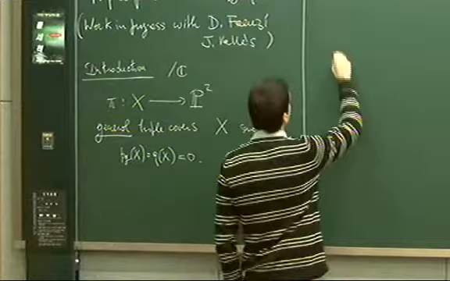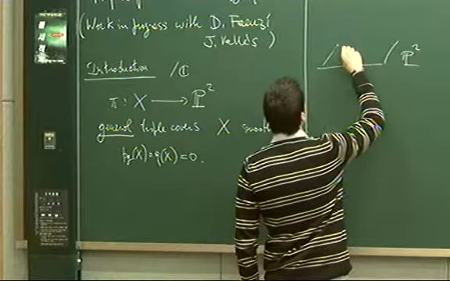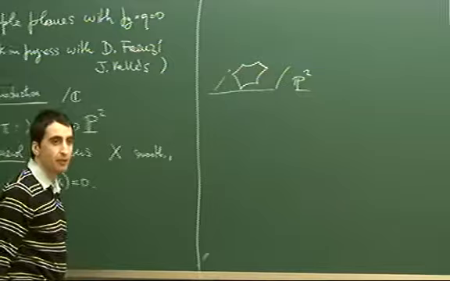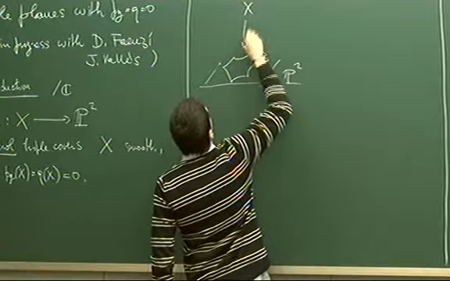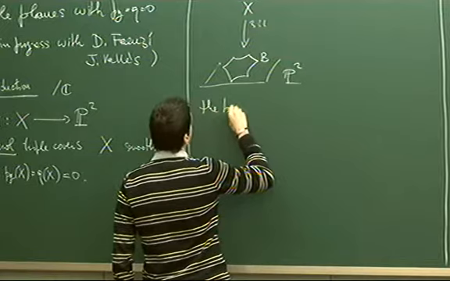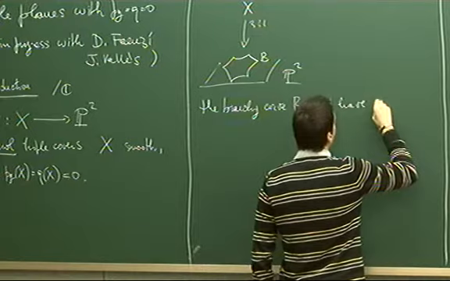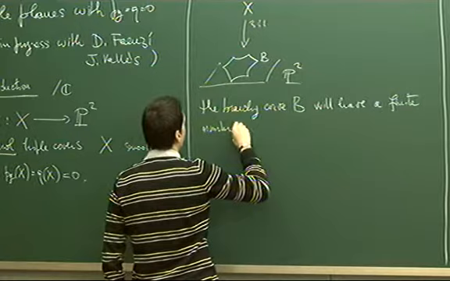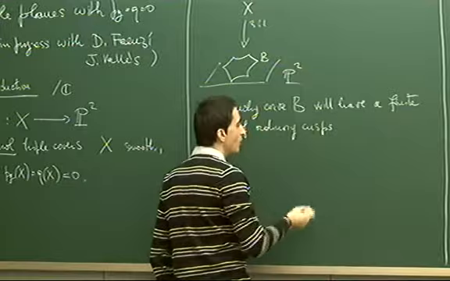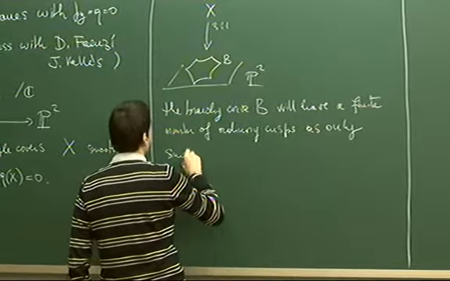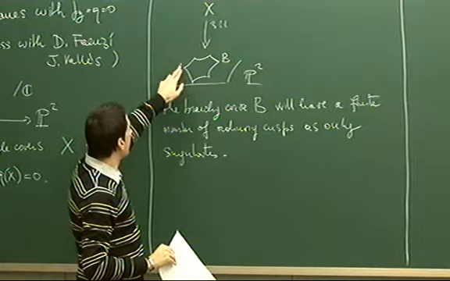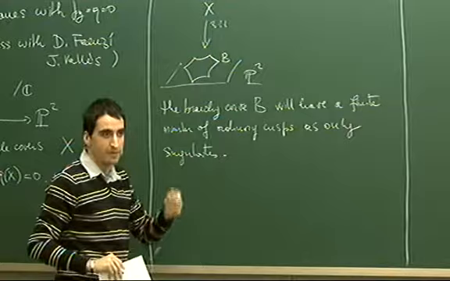Whenever you have a general triple cover, this works in general, but let's consider just the case of P2. The branching curve, let's call it B, will be a curve with just a finite number of ordinary cusps as only singularities. The cover is 3 to 1. Over a smooth point of the branching curve, the ramification is general, 2 points. And the cusps are the only points in which there is total ramification.